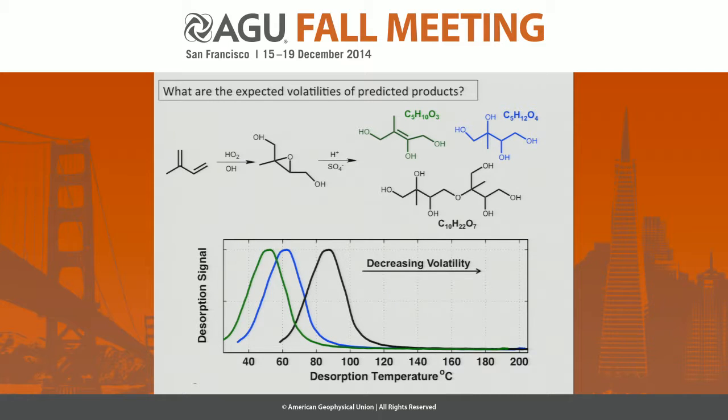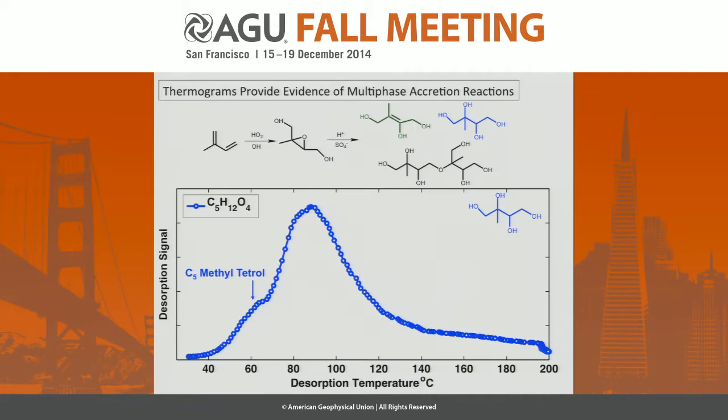So we'd expect them to come off in this kind of characteristic shape, where first you get the triol off, then you get the tetrol, and then you get the dimer. Everyone okay with that? All right. So what does it actually look like in the atmosphere? So it turns out it's not actually that simple.